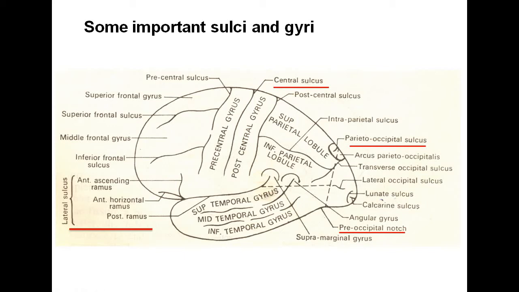Now number 1, the central sulcus. Can you see here? Central sulcus, the depressed part. The upper end of the sulcus extends for a short distance on the medial surface. So next is the lateral sulcus. The lateral sulcus has 3 rami or 3 branches: posterior ramus, anterior ascending branch, anterior horizontal branch. It is 3 branches.